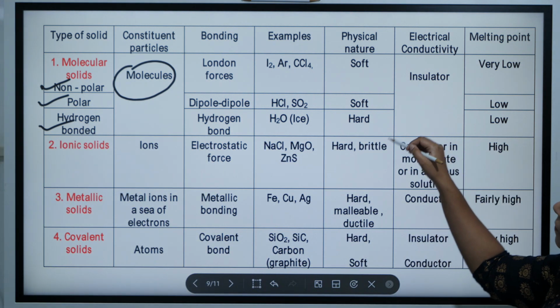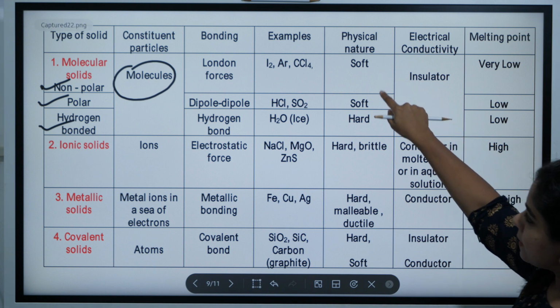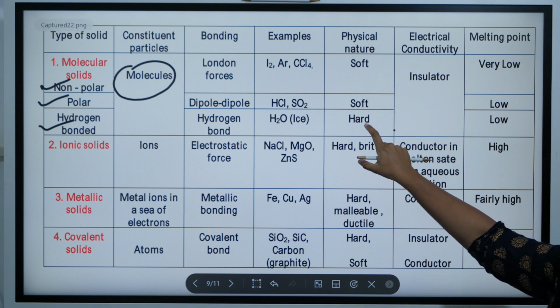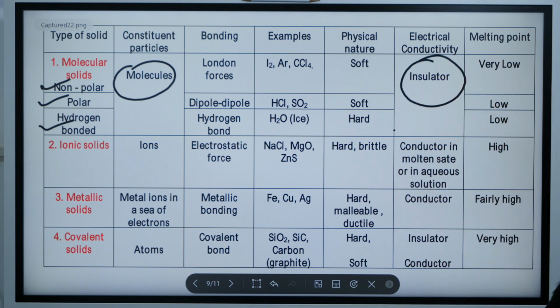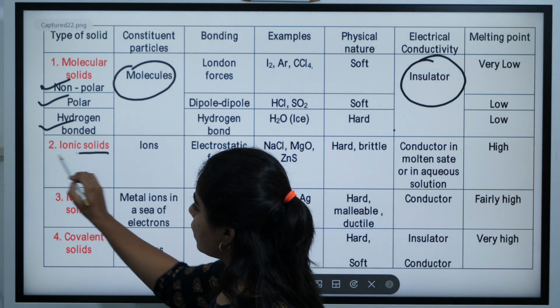And you can also see the physical nature. Usually they are soft, but hydrogen bonded ice is a hard solid. And if you see the electrical conductivity, molecular solids are usually insulators, they will not conduct electricity, and their melting point is usually low. Next, move on to the ionic solids.